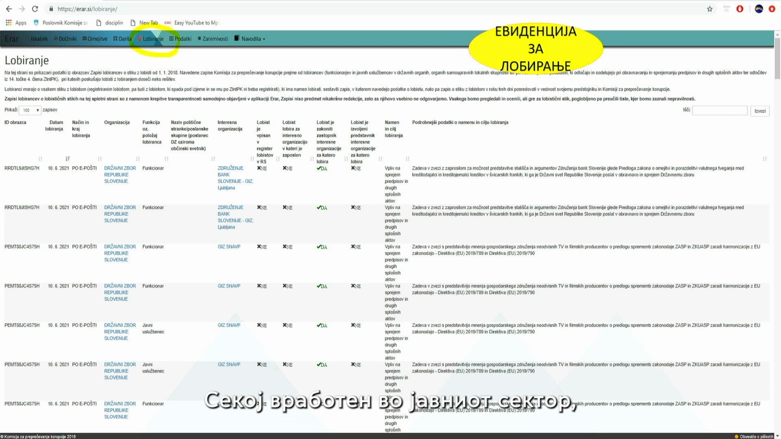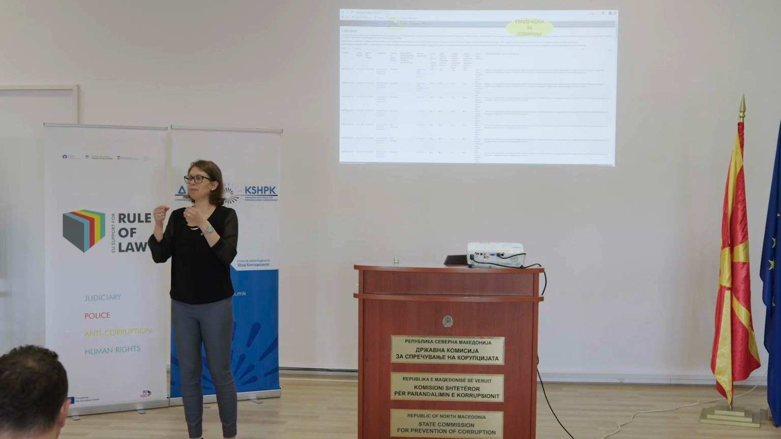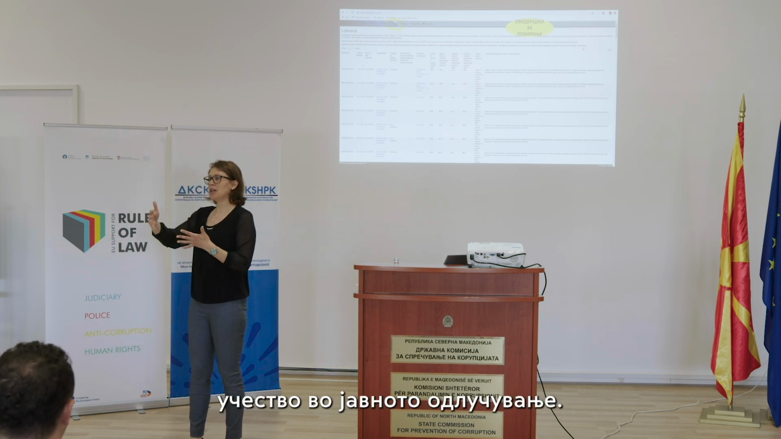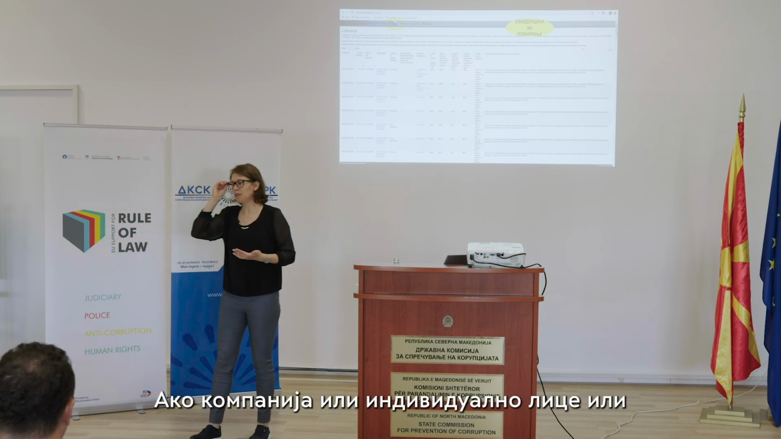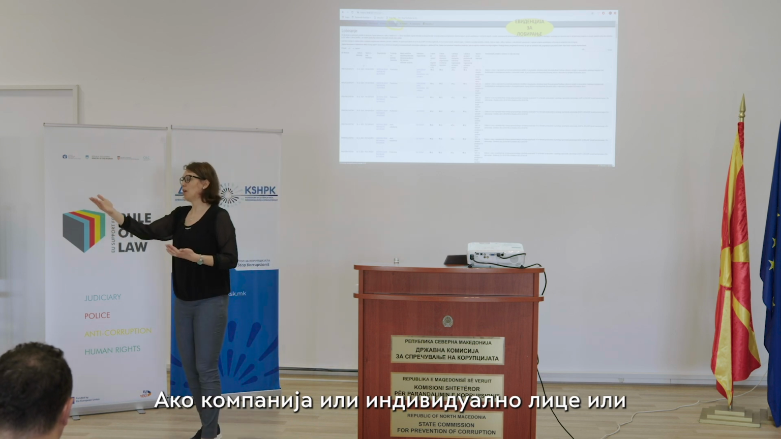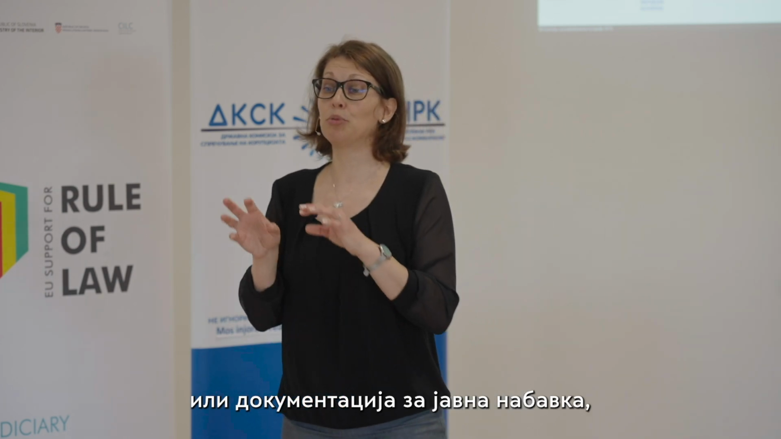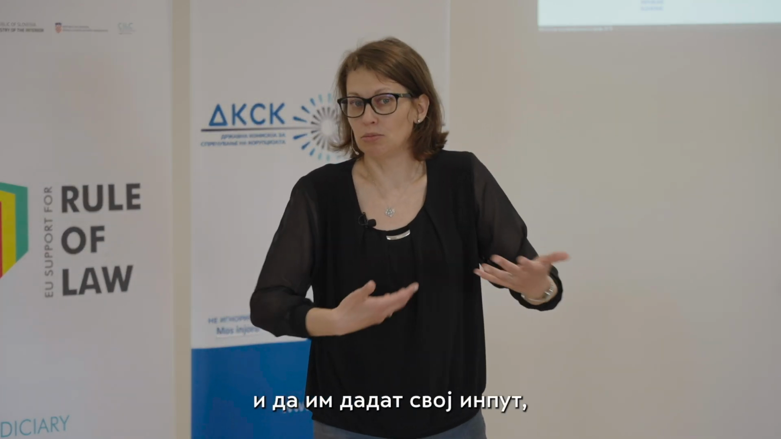Every public sector employee, either civil servant or the office holder, has to report a lobbying contact. So they can receive lobbyists. This is part of being active in participating in public decision making. It's protected by our constitution. So if a company or an individual or a civil society organization want to be heard and approach the minister or whoever is working on a particular, let's say, law, or even the public procurement documentation before the public procurement procedure starts, they can access the decision makers and provide them with their input.